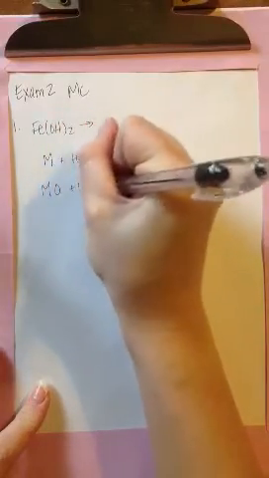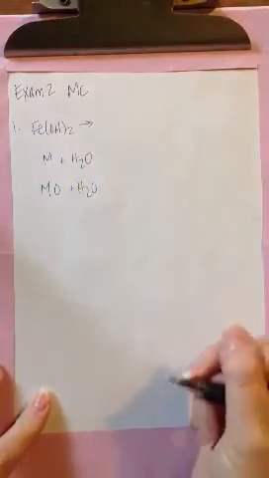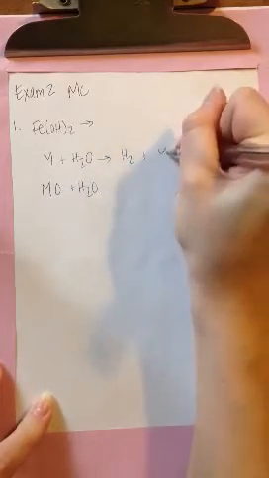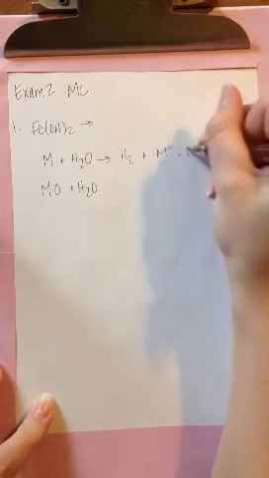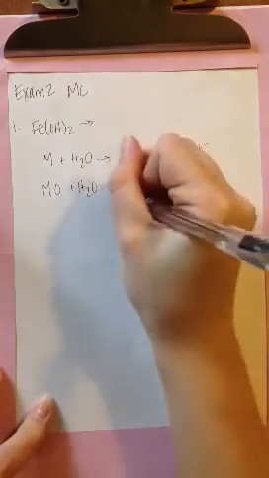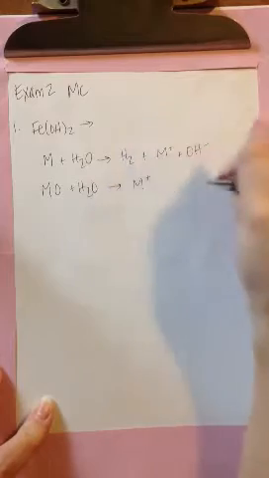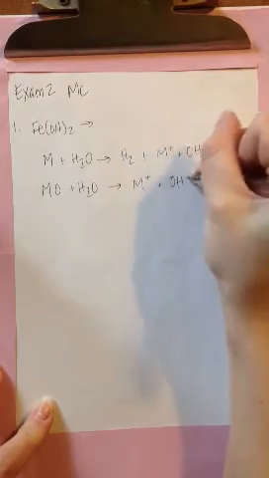So I know the rule that the metal plus water, or a metal oxide plus water. Learn these two rules. So metal and water is going to give me the hydrogen gas, and then the metal charged, and then the hydroxide. The metal oxide in water, however, is going to give me the metal charged, and then hydroxide.